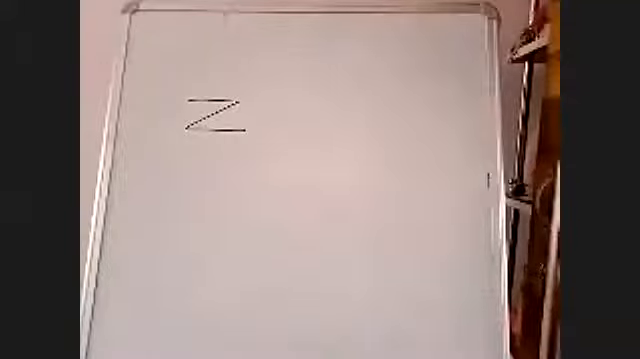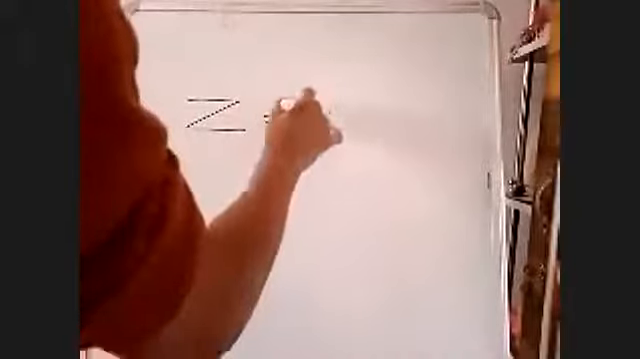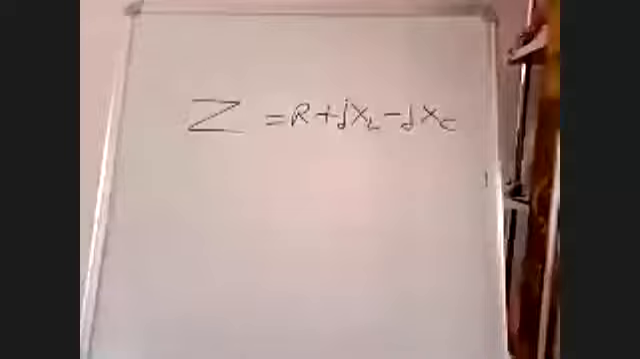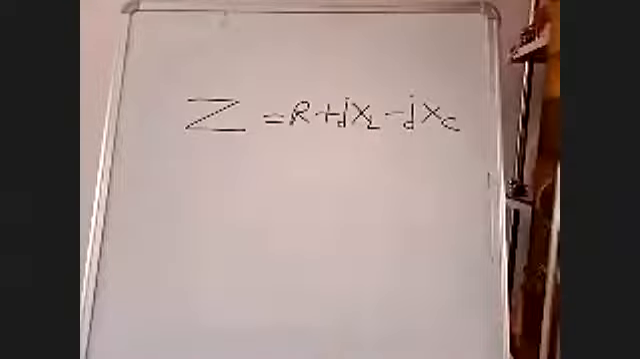Now, what is the formula for Z? Z is equal to R plus JXL. For inductance it is plus J. For capacitance it is minus J. Z is equal to R plus JXL minus JXC.